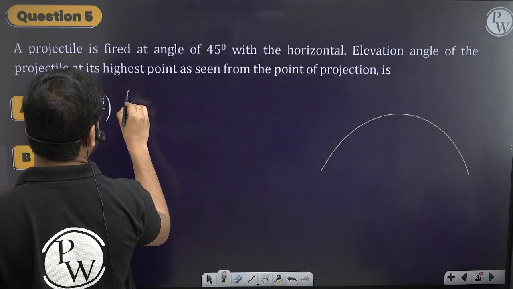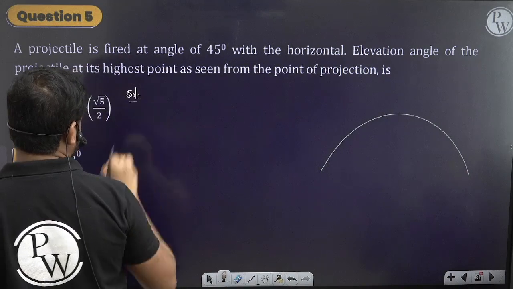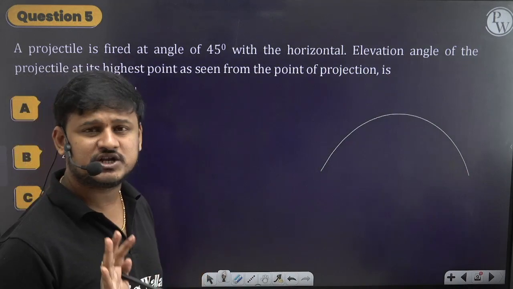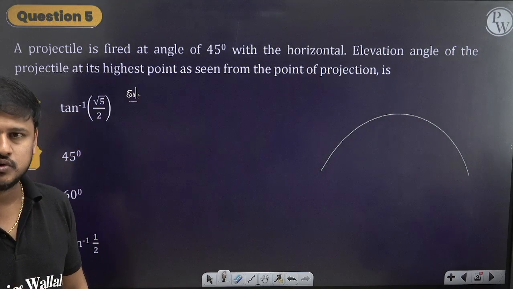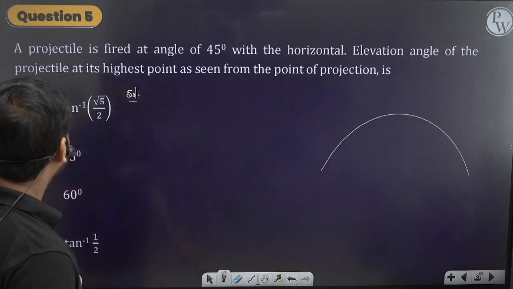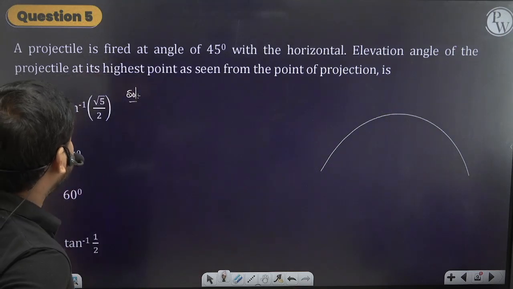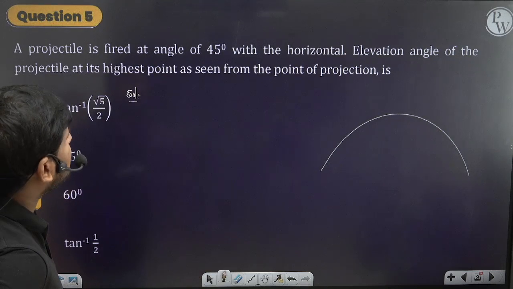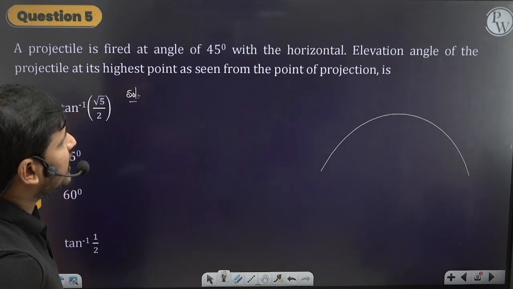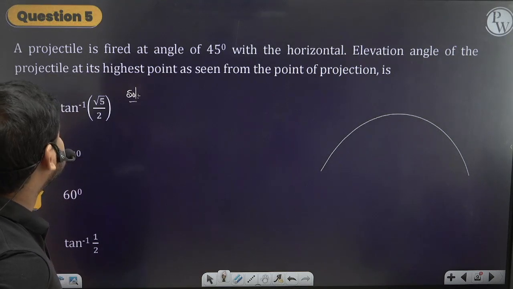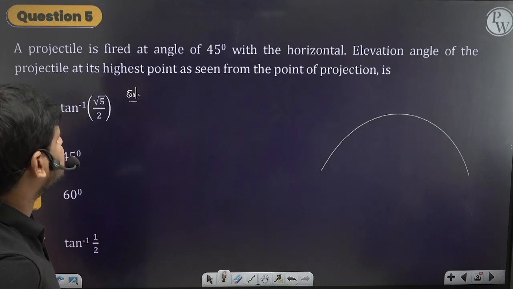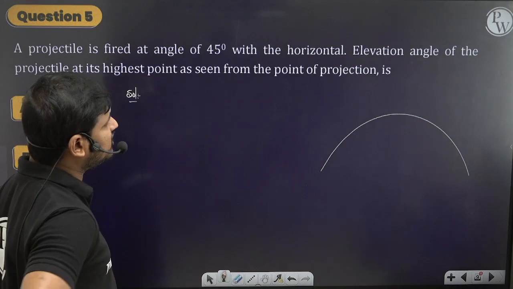What does the question say? Whenever a question appears, just try to do it on your own. Pause the video, try to do it on your own. Okay. A projectile is fired at an angle of 45 degrees with the horizontal. What is the elevation angle of the projectile at its highest point as seen from the point of projection?